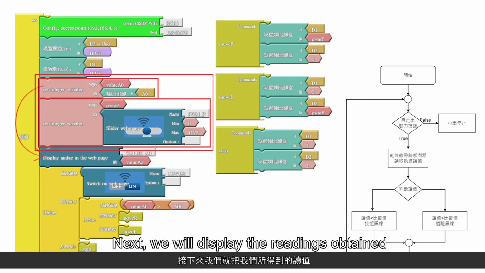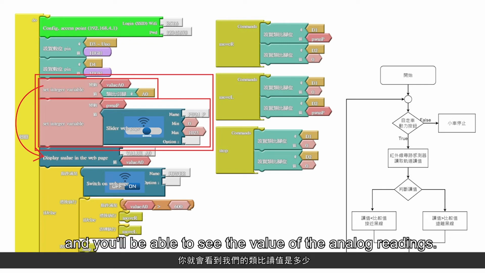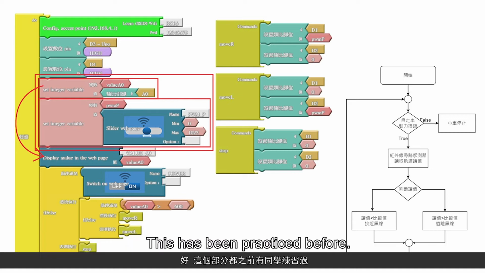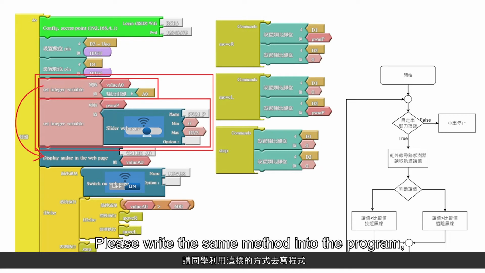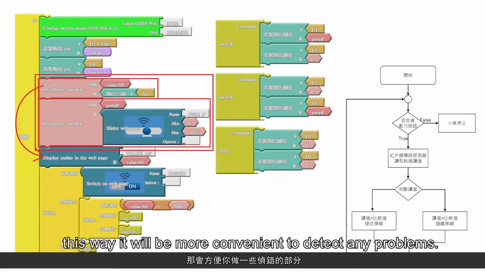Next, we'll display the readings obtained in our smartphone. And you'll be able to see the value of the analog readings. This has been practiced before. We'll place that into this program. Please write the same method into the program. This way, it will be more convenient to detect any problems.